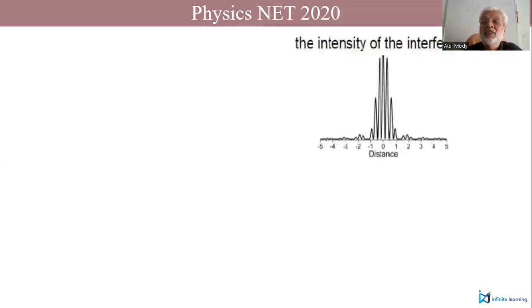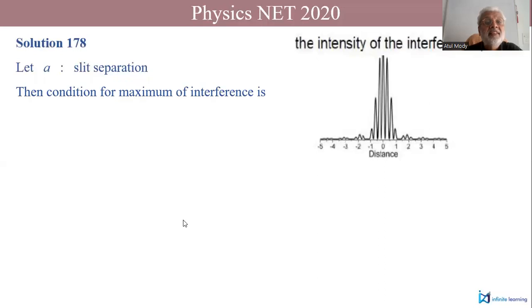Let's review it once again. Okay. So if A is the slit separation, then the condition for maximum of interference is A sin theta equals n lambda. So if you are increasing A, which is the slit separation, then theta will become smaller. That means your individual maxima will become thinner.